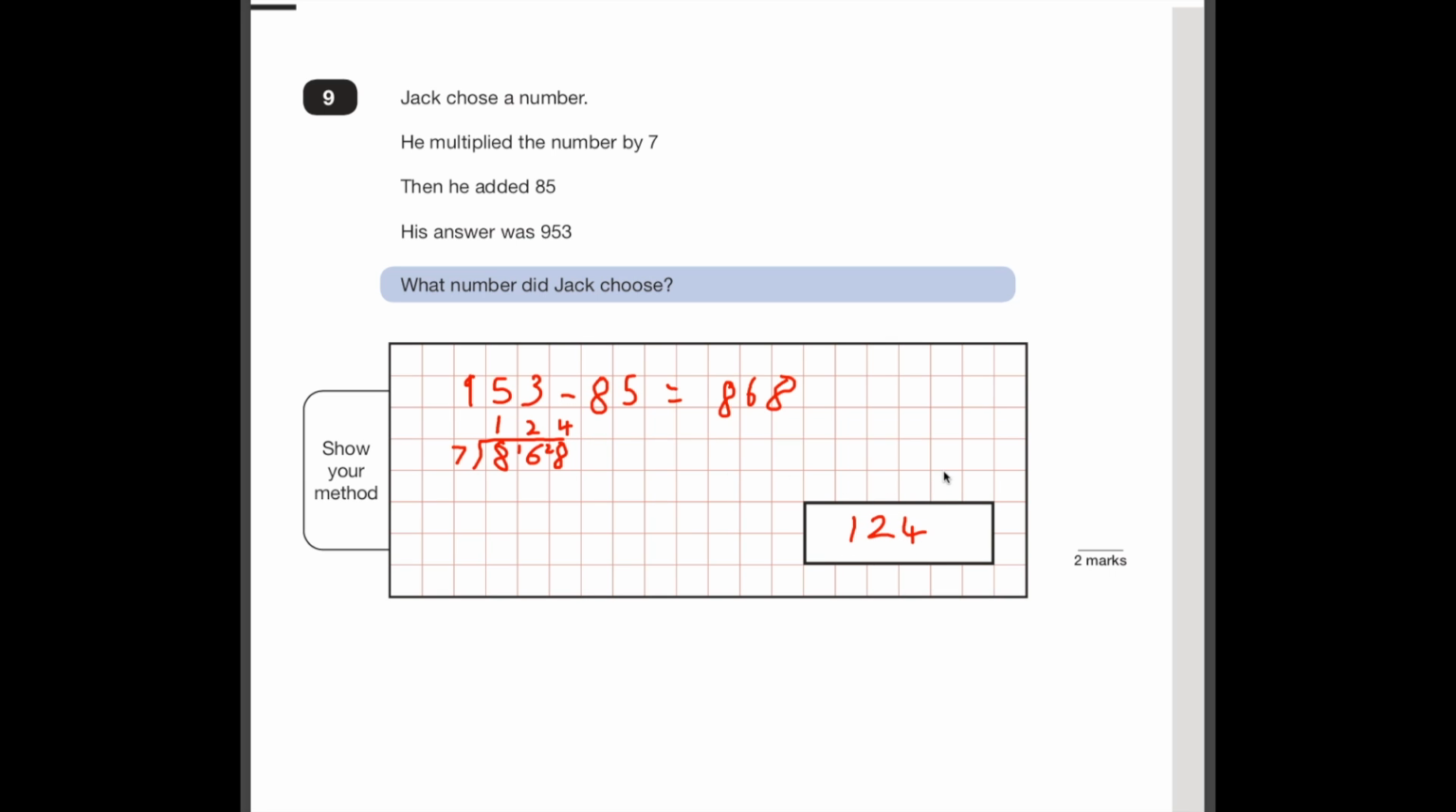Now if you have time left at the end of the test, what I would recommend you do is come back to this sort of question, plug in your answer, so our answer was 124, and then do what Jack did. Multiply it by 7, then add 85, and see if you get 953. And you should do if we've done it correctly. If you haven't arrived at that answer, it probably means that your answer to the original question is wrong. So come back to that at the end, spend a bit of time on that.